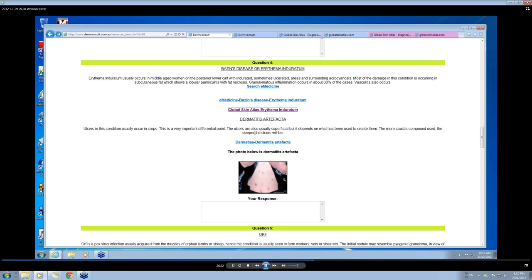So look for that. Usually the ulcers in this are going to be very superficial, but it depends on what's being used to create them. The more caustic compound used, the deeper the ulcers will be. I mean, there's been a few classics of this.